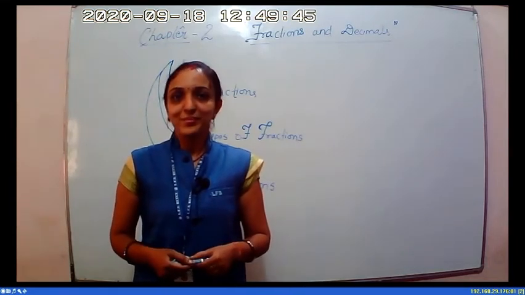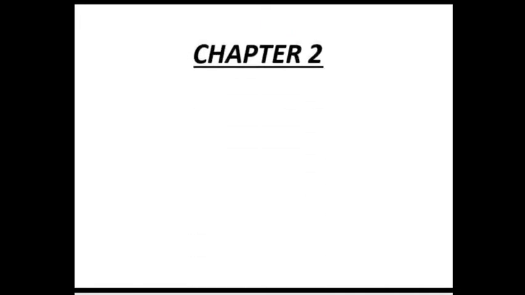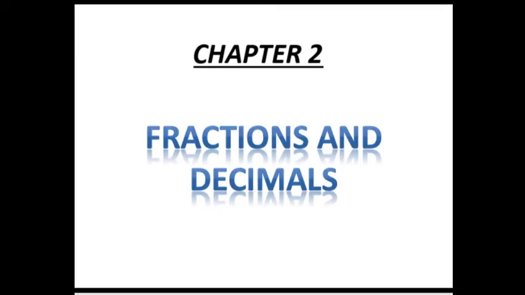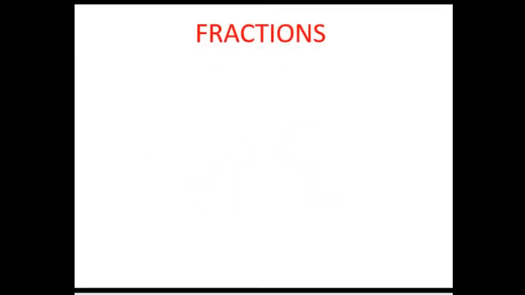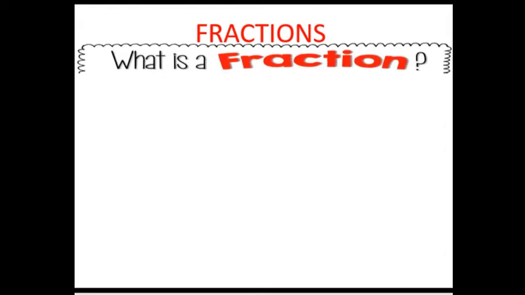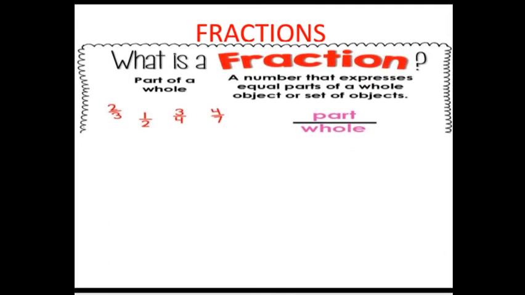Let us begin. Now the chapter 2 is fractions and decimals. What is a fraction? We have to introduce our fraction. Fraction is a part of a whole. What do you mean by fraction? It is a part of a whole, a number that expresses equal parts of a whole object, or we can say a set of objects. Here part upon whole is given.